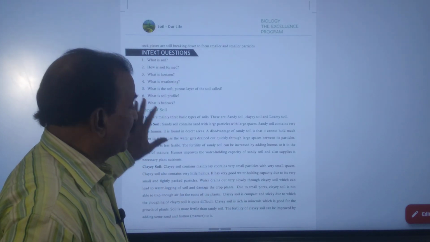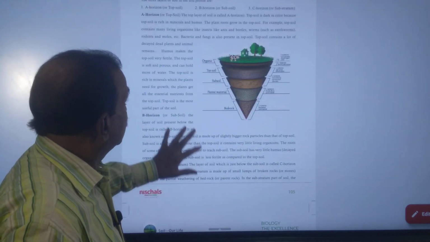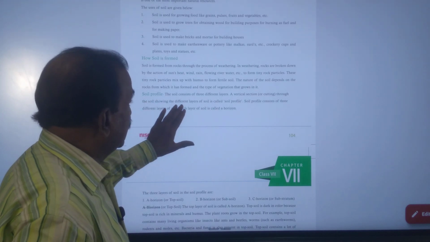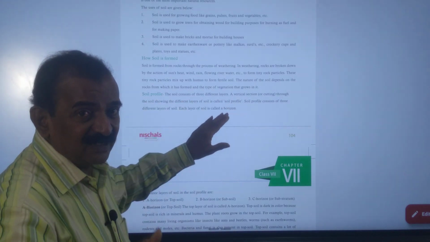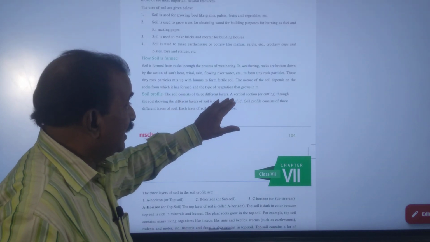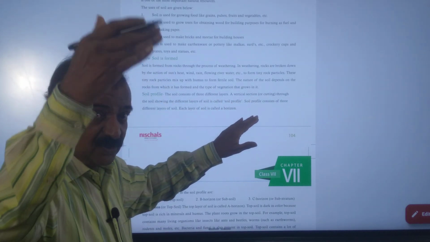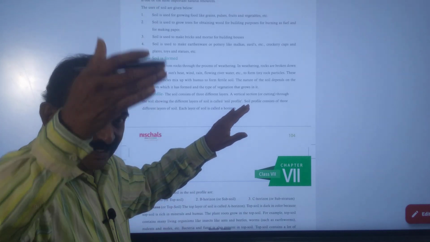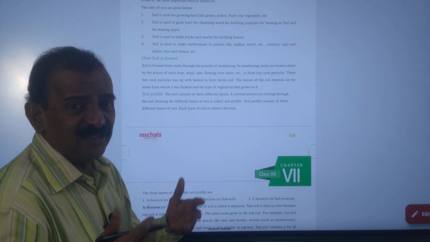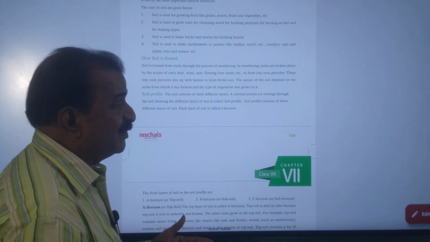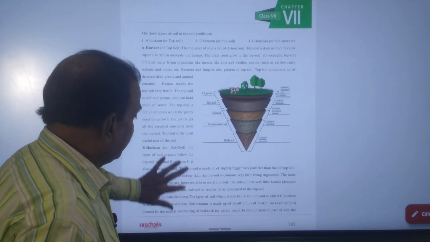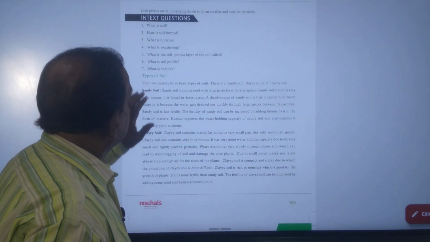And what is soil profile? A soil profile means we are studying soil on the basis of the layers present in the soil, and soil consists of three different layers. Suppose you cut the earth's crust, a vertical section, it shows the different layers of the soil, and this is nothing but the soil profile, and each layer of the soil is called a horizon. That is the answer for the sixth question.